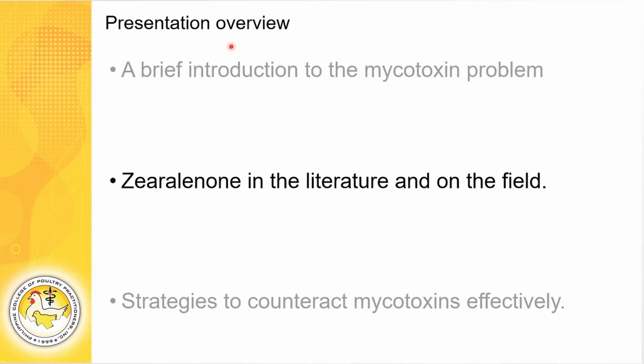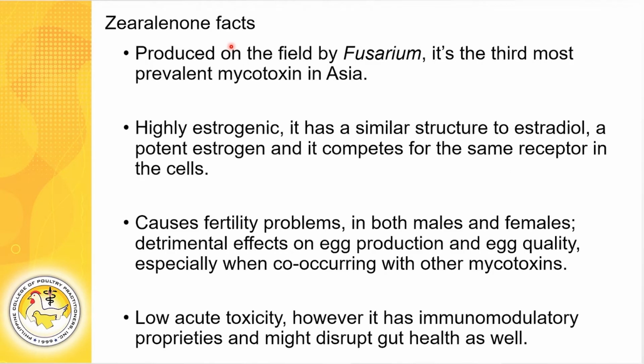Let's have a look at zearalenone in the literature and on the field. And let me share a little bit of the experience that we have within Biome. Let's start with a few notes about zearalenone. So zearalenone is a field mycotoxin and is produced by Fusarium species. It's the third most prevalent mycotoxin in Asia.